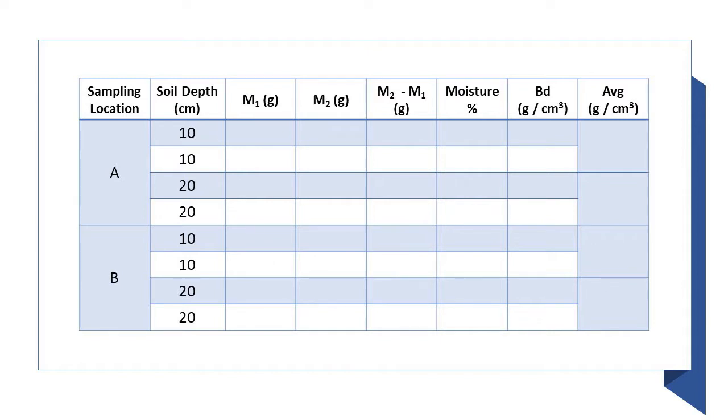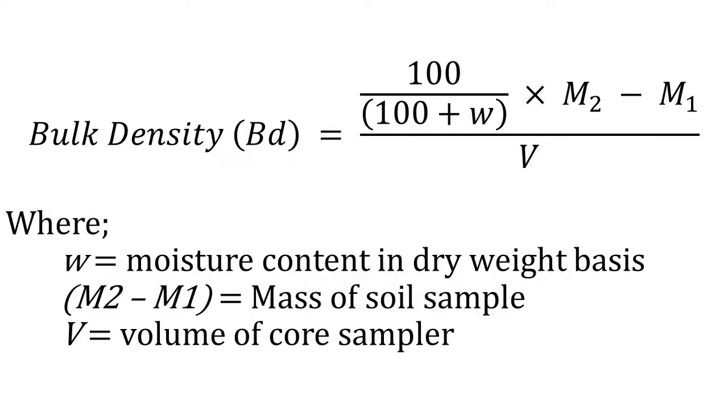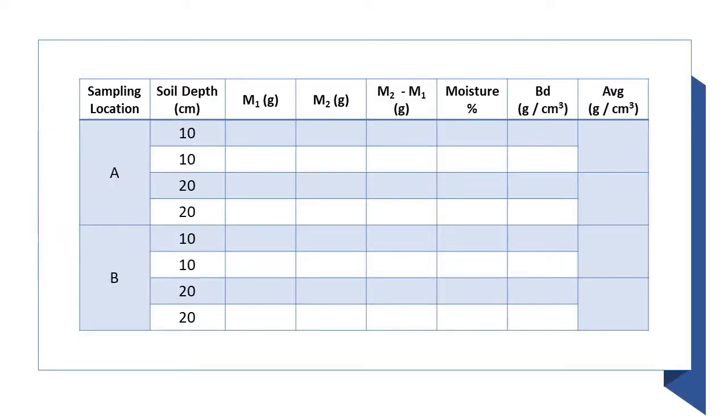Moisture percent is the moisture content on dry weight basis, calculated by using oven dried 50 grams of soil sample. BD is the bulk density. It is calculated by using this equation. Here, bulk density is the dry weight of soil sample taken by core sampler divided by the volume of core sampler. Finally, the average bulk density for each depth is calculated by taking several replicates in each location.